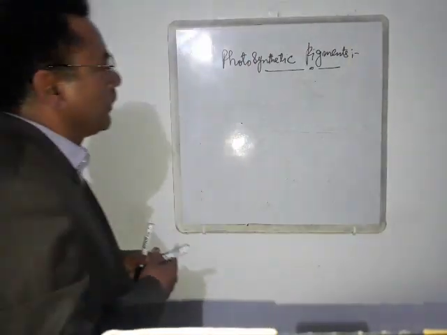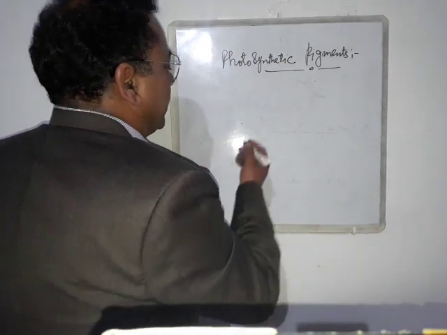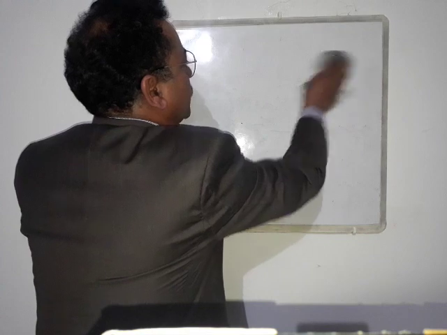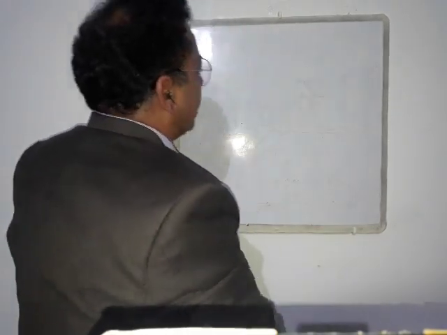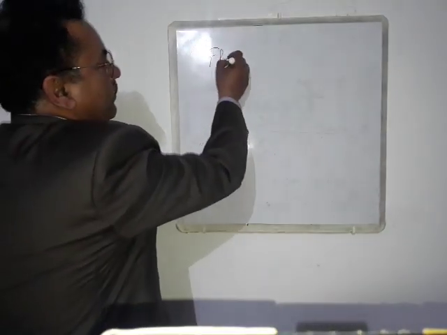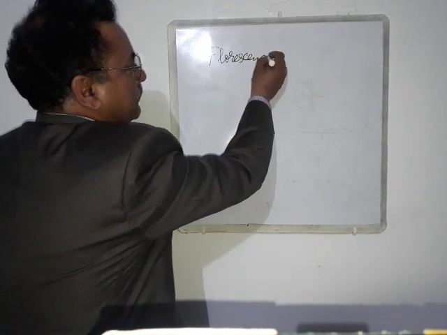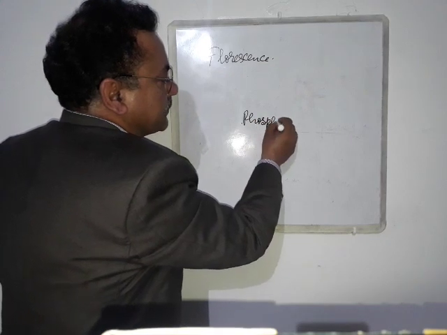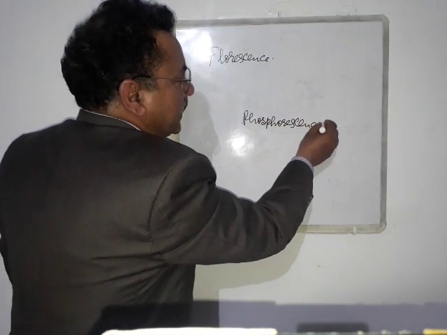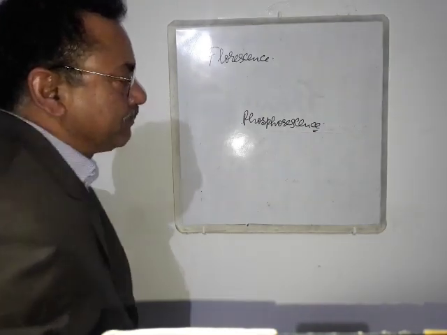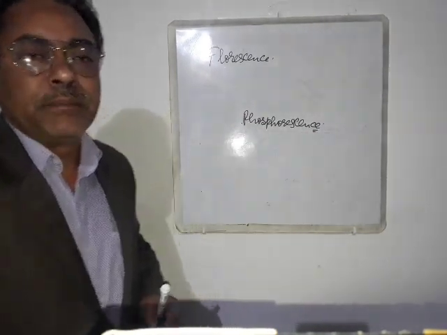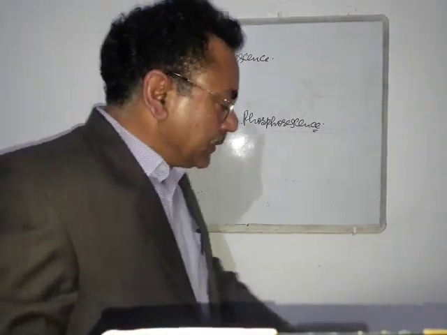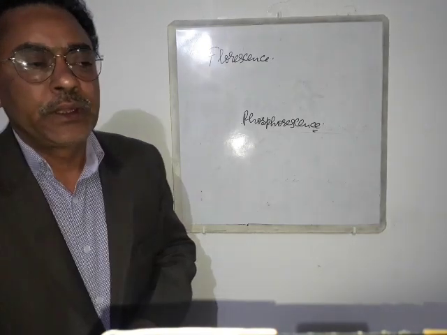Now, we have a phenomenon that you call as fluorescence, and another phenomenon you can call as phosphorescence. When you deal with the photosynthetic pigments, you may come across these terms, that is fluorescence and phosphorescence. Now let us see what is fluorescence.